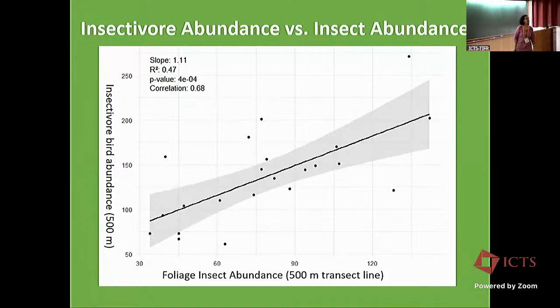What does the R squared tell you? Amount of variation explained by the y variable. So there is only 0.5%, or only 0.5 of the variance is explained by this foliage insect abundance. The rest, there could be other factors affecting insectivore bird abundance that we are not sure about. So that's one of the reasons we are not able to get really clear-cut graphs in ecology. But that makes us think as to what could be the other factors.